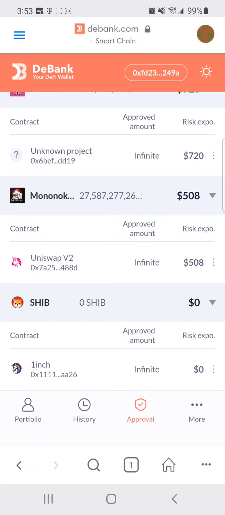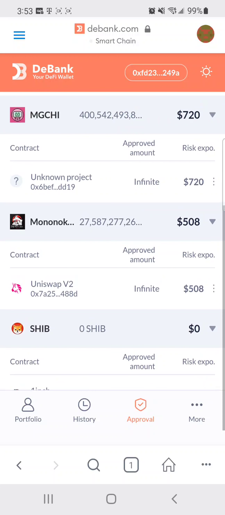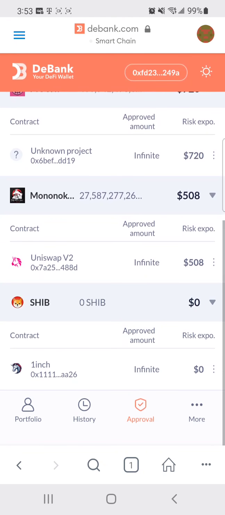Okay, and then what you see is the approved amount. So this is very important, family. This is very important. You don't want to have anyone who you don't know have access or permission to your wallet. So if it's Uniswap, that's okay, right? Uniswap is not going to rob you. If the exchange gets hacked, that's a different story. But Uniswap, 1 inch, PancakeSwap, these guys having permission to your wallet is typically okay.